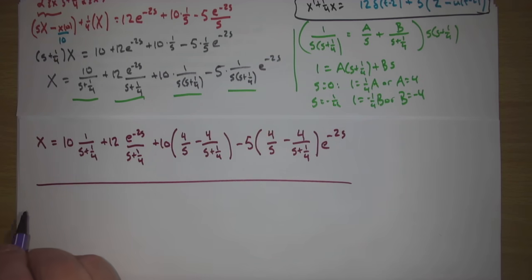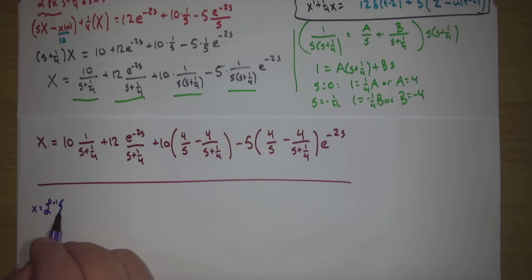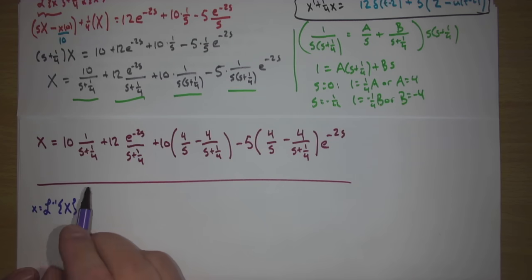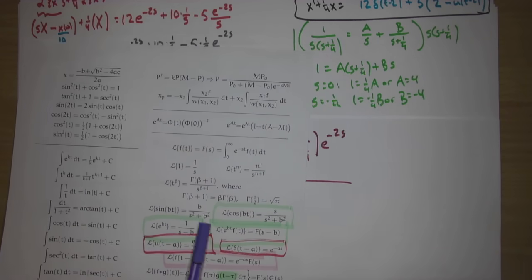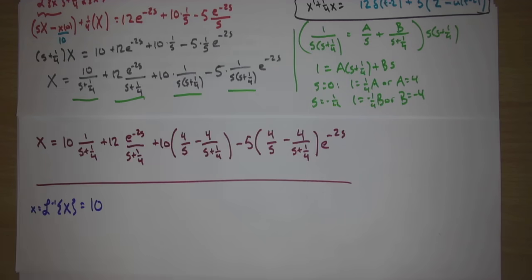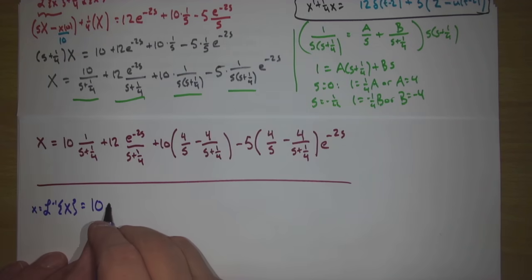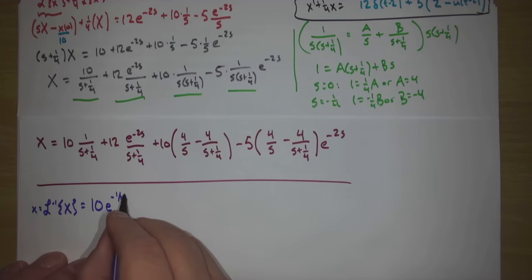So, our aim is to solve the inverse Laplace of big X. First part's not too bad. We have the 10. And the 1 over (s + 1/4) looks like an exponential, so it becomes e to the minus 1/4 t.